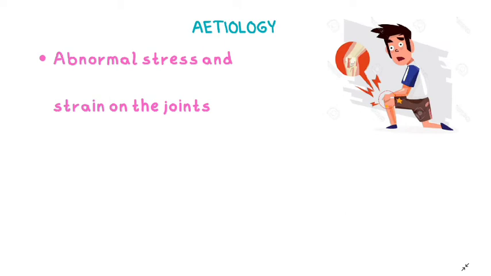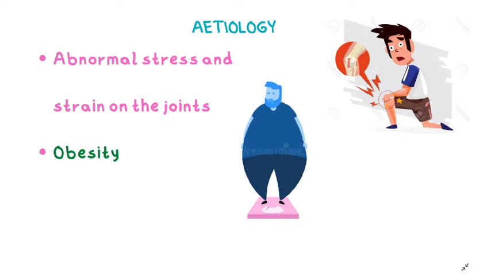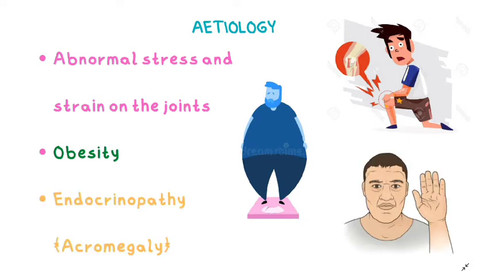Abnormal stress and strain of joint, obesity, and endocrinopathy or acromegaly, that is a hormonal disorder that develops when pituitary gland produces excess of growth hormone.